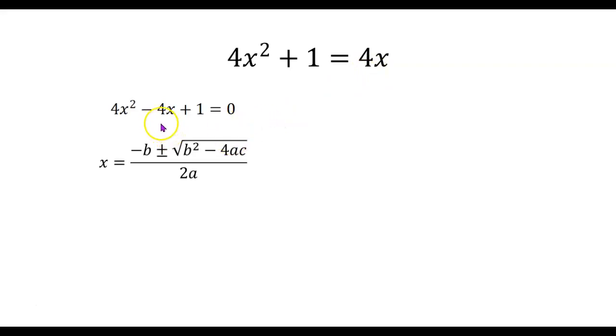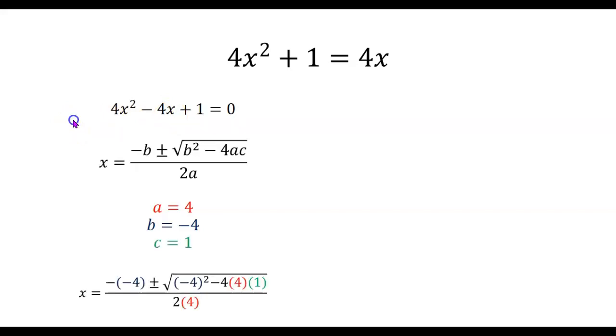So when I put numbers into the formula, what do I put in for A? 4. What do I put in for B? Negative 4, the coefficient on the x term. And what do I put in for C? 1, the constant term. So when I do that, it looks like x equals negative negative 4 plus or minus the square root of negative 4 squared minus 4 times 4 times 1 all over 2 times 4.